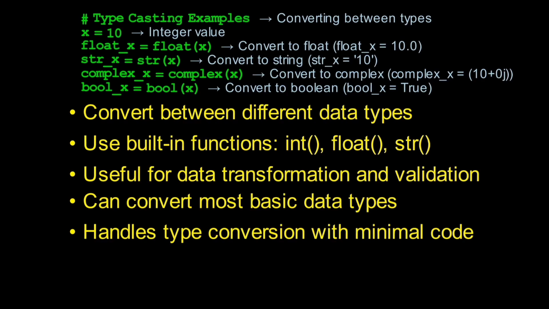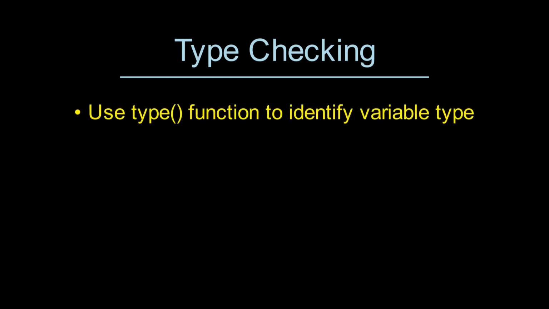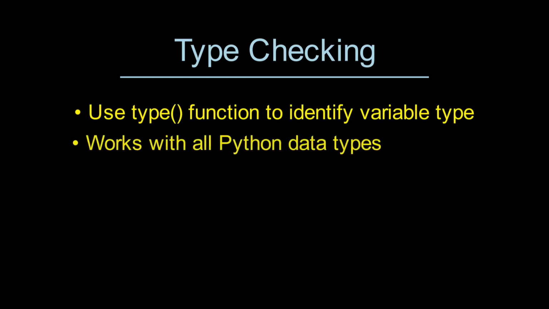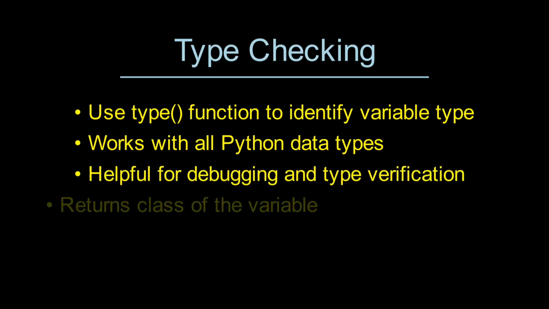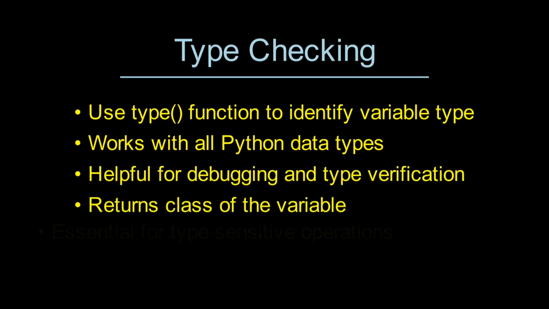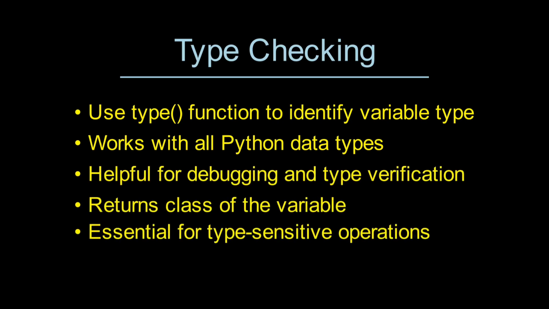our programs arises. Type checking is crucial for understanding and verifying the data types in our Python programs. The type function offers several advantages. It works with all Python data types, provides immediate type verification, helps in debugging and testing, returns the exact class of the variable, essential for type-sensitive operations.